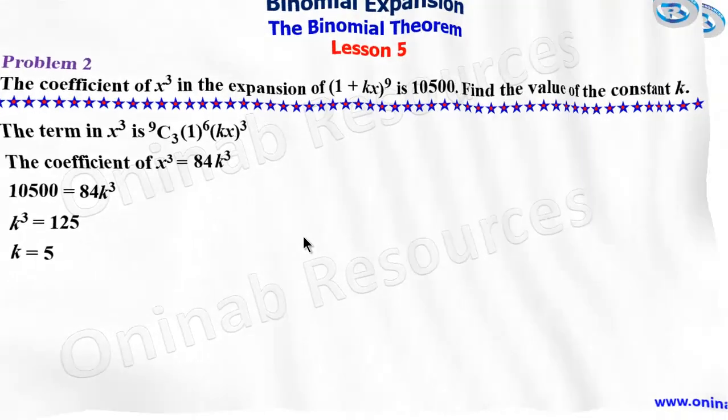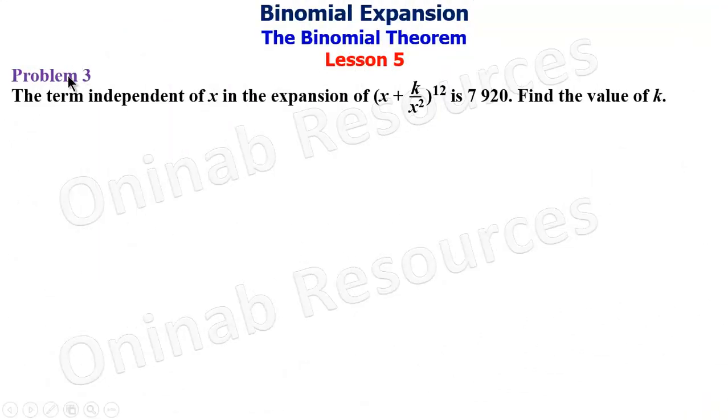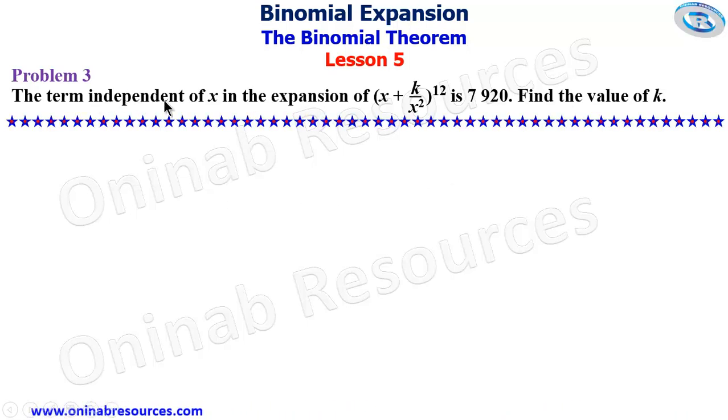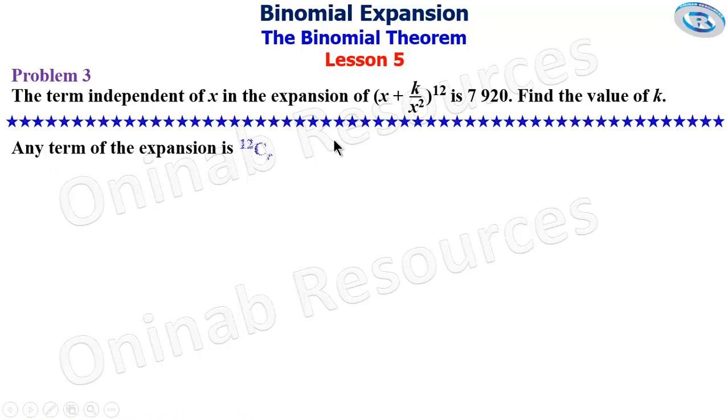to problem 3. For problem 3, the term independent of x in the expansion of (x plus k over x squared) all to the power of 12 is 7,920. Find the value of k. Since we are looking for the term independent of x, any term of the expansion is 12 combination r, then x raised to power 12 minus r. This k over x squared will be transformed into indices. That will be kx raised to power negative 2. So we have kx raised to power negative 2 all to the power of r.